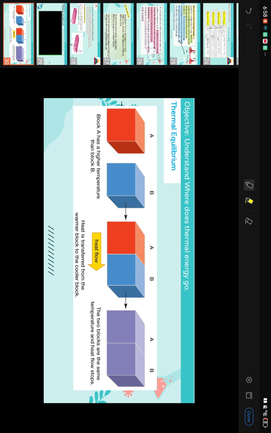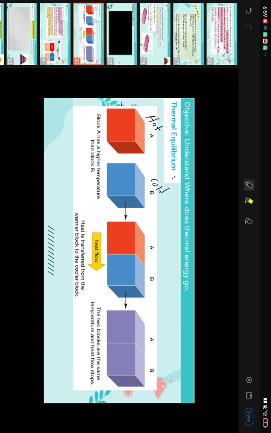Here we have two objects, one red, which means hot, and the other blue, which is cold, as we saw in the thermogram. If we put these objects together so they touch each other, what's the meaning of thermal equilibrium? Thermal equilibrium means the two objects will have the same heat, or the same temperature.